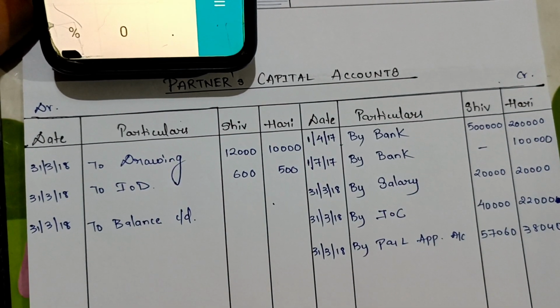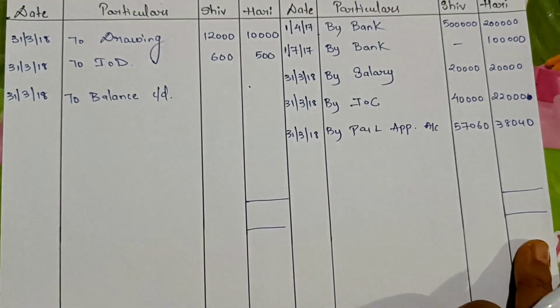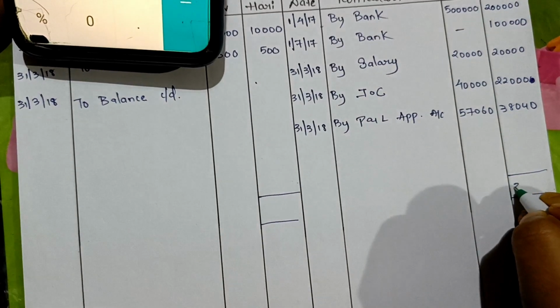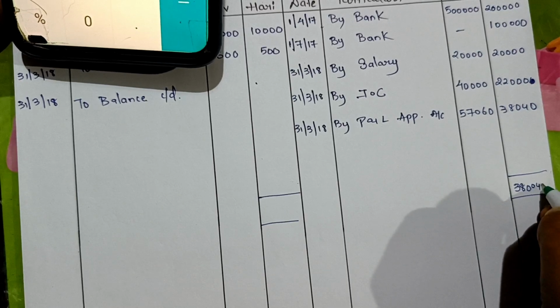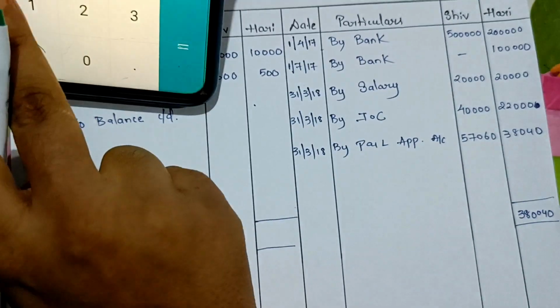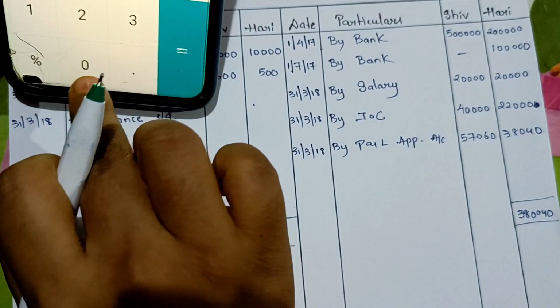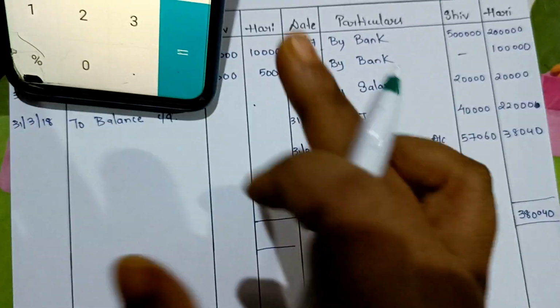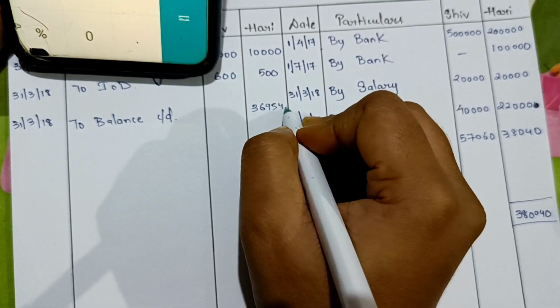Here we got the amount on the credit side, we have to write it on the debit side. So we got 3,80,040. This was the amount. After deducting 10,500 from it, we get 3,69,540. So this will be our carried down amount, 369540.